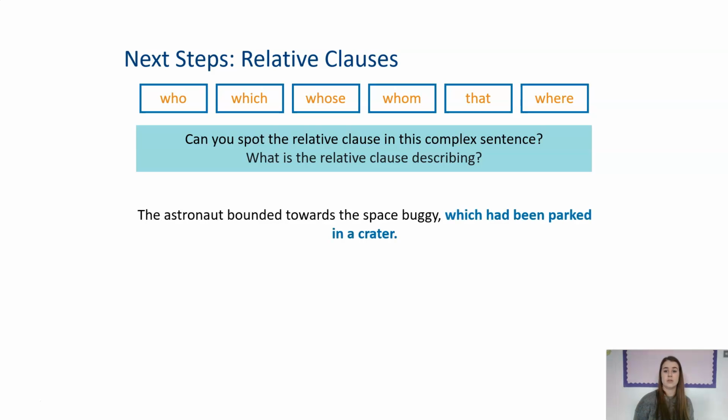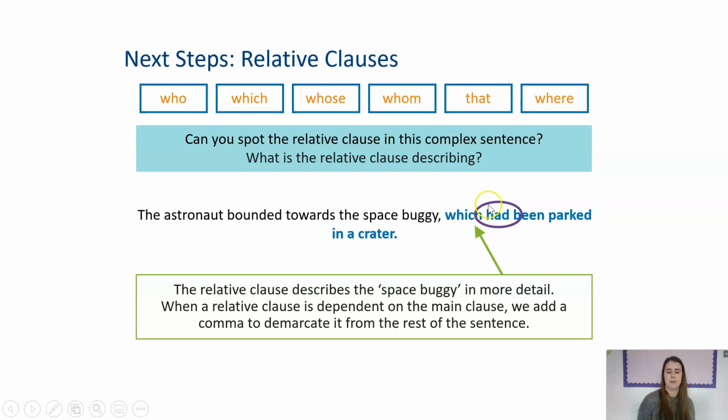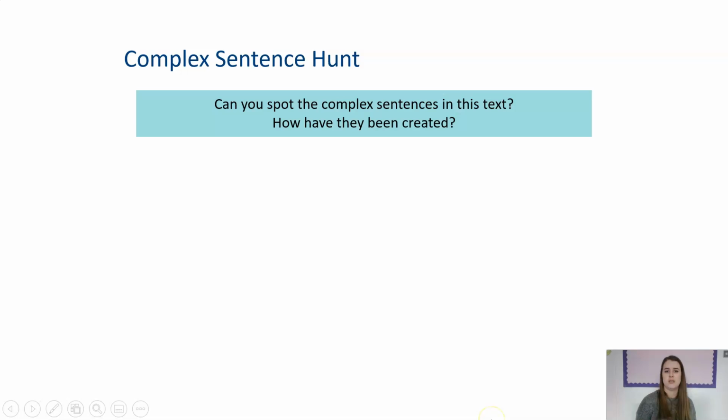Good. So my relative clause there is which had been parked in a crater. And the which was actually talking about the buggy. So it's moved over here. The astronaut bounded towards the buggy which had been parked in the crater. The astronaut's not going to be parked in a crater. He's not a vehicle. But the space buggy has been parked. The which there is describing this space buggy. And obviously we've added that additional information in there.